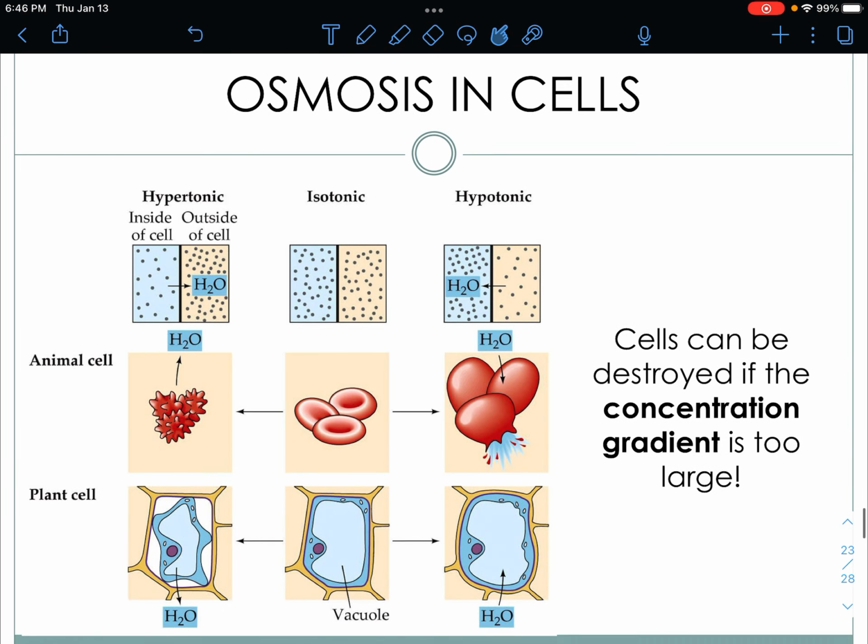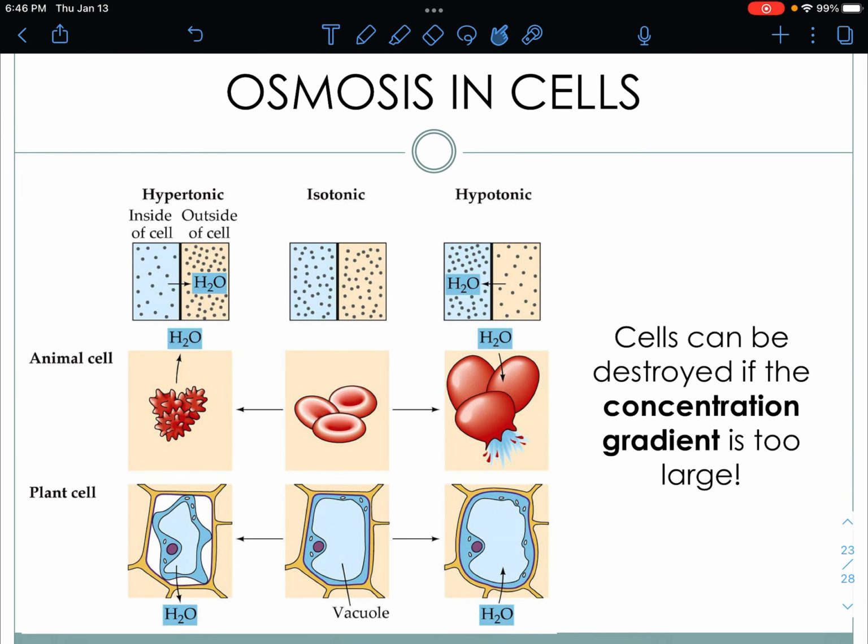All right, so osmosis in cells, like we said a little bit earlier, if the concentration gradient or the difference in concentrations is too big, sometimes your cells can be destroyed, so they could burst.